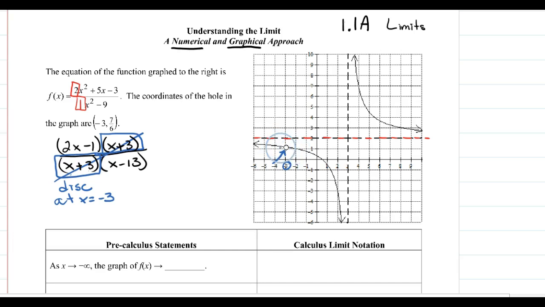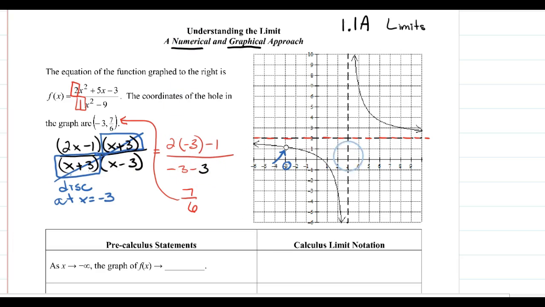I can find what the y value at that point in the graph is if I evaluate the resulting function for negative 3. So when I take out the x plus 3 factor and evaluate at negative 3, I would get 7/6, which is this value right here. And I'm told that the coordinates of this hole are negative 3 and 7/6. We also have an asymptote at positive 3. This should be a minus 3 here. And 3, there we go.